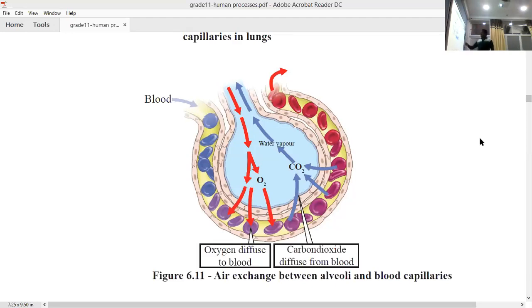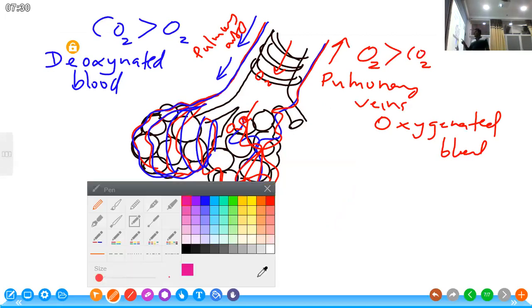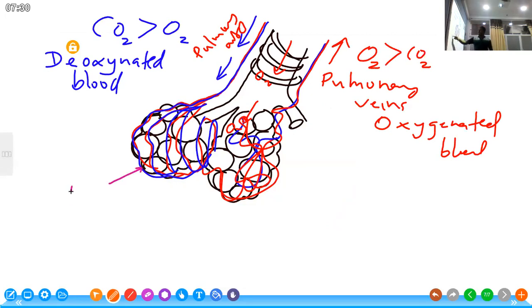In any respiratory surface, this is not only for the alveoli, but for any respiratory surface. This respiratory surface should be, children, moist. Always it should be moist. And the respiratory surface should be very thin. Otherwise, no gases pass through it. The respiratory surface should be permeable for gases.